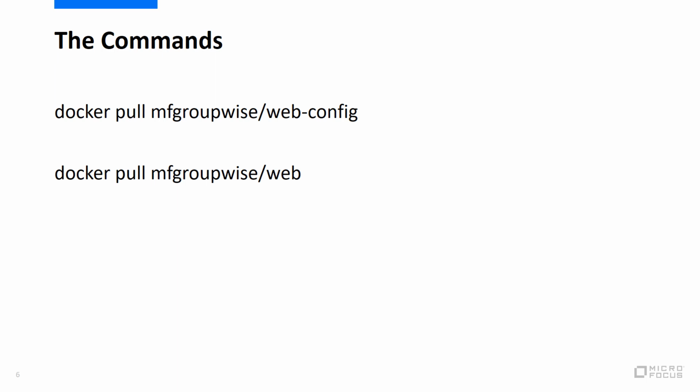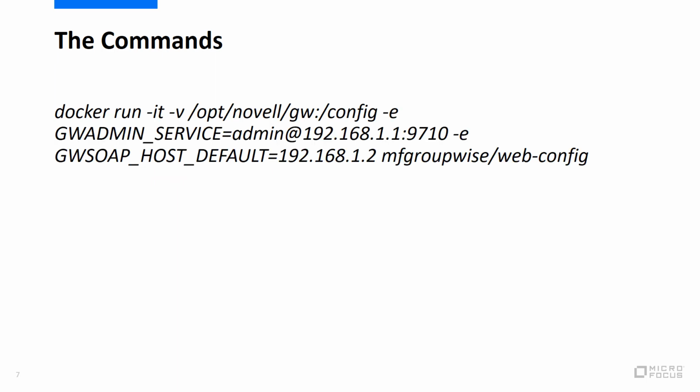These are the pull commands that will download first the configuration utility, and then the actual web container image. Once those are pulled, it's time to actually run them. Here's the command needed to generate the config file.